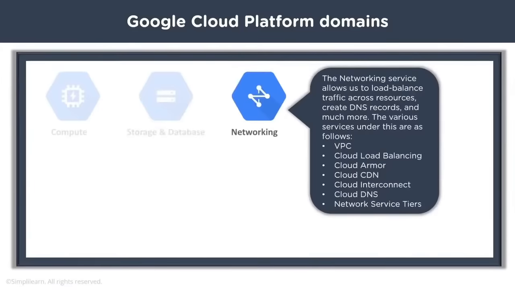When we talk about networking, the networking service allows us to load balance traffic across resources. Now, as I mentioned earlier, resources could be your different resources, which you would be using from a cloud platform, such as your devices, your instances, memory optimized or CPU optimized instances, or other resources, creating DNS records, and much more. So, various services under this are VPC, that stands for Virtual Private Cloud. You have Cloud Load Balancing, Cloud Armor, Cloud CDN. You have Cloud Interconnect, DNS, and Network Service Tiers.